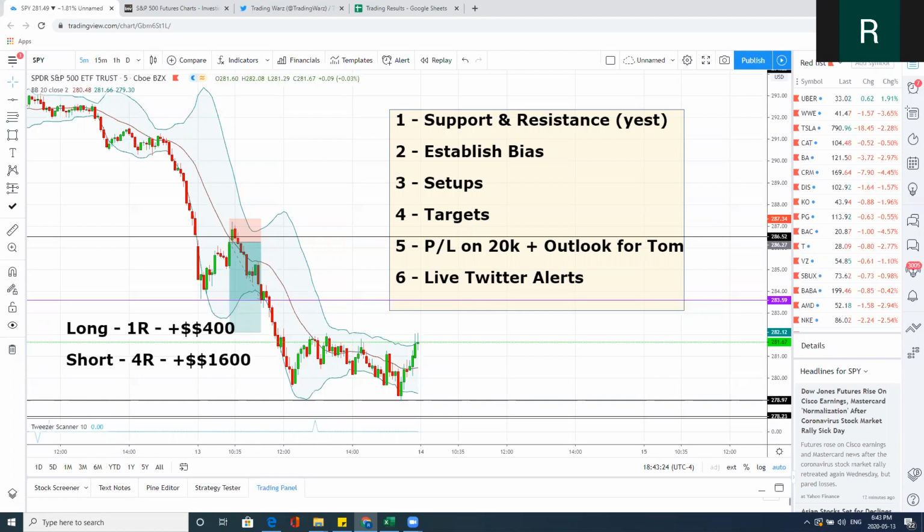Looks like the shorts had some nice continuation from yesterday. I'm going to be breaking down the intraday price action for the S&P 500. And if you're ready, let's step into the war zone.